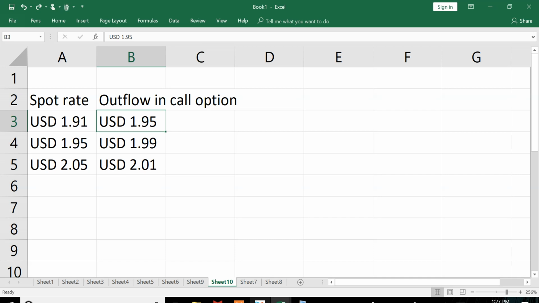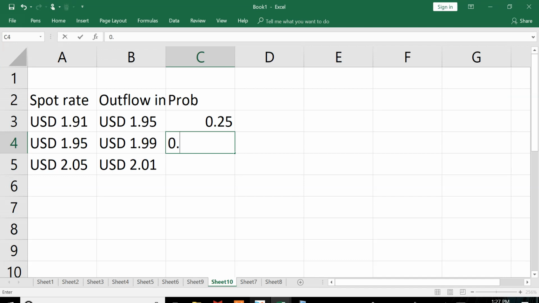Write that. Outflow in call option: 1.95, 1.99 and 2.01. Then probability. There's a probability of all of these things happening. What is the probability of 1.91? 0.25. There's a probability of 0.25, 0.60 and 0.15.